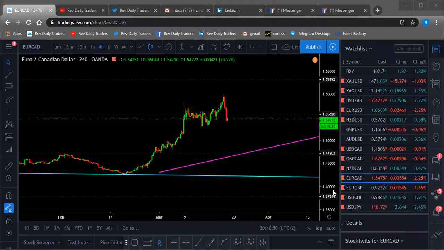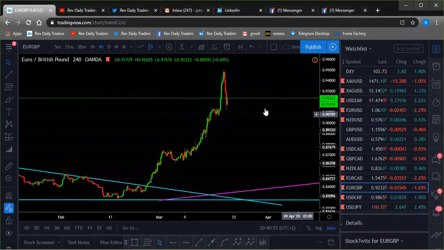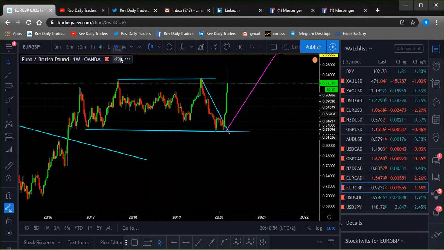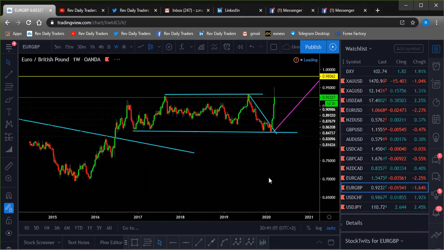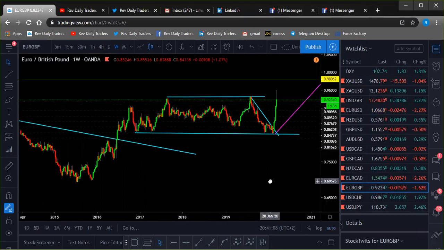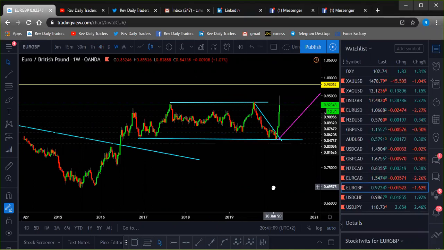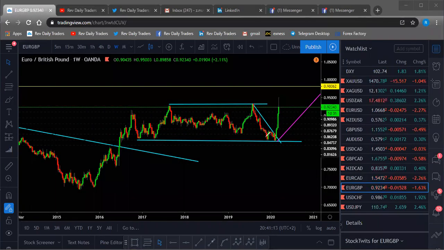Then Euro GBP. Euro GBP has moved according to our analysis. If you can go back to our weekly outlooks that we published on TradingView, you'll see that the market, we predicted that you buy from here, then it gave us a flag that took so many days for us to get this move, okay? So we got this move.